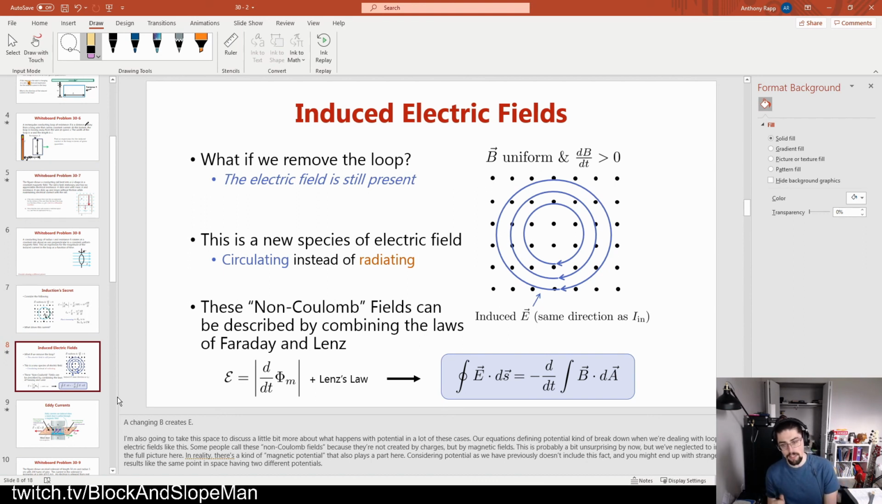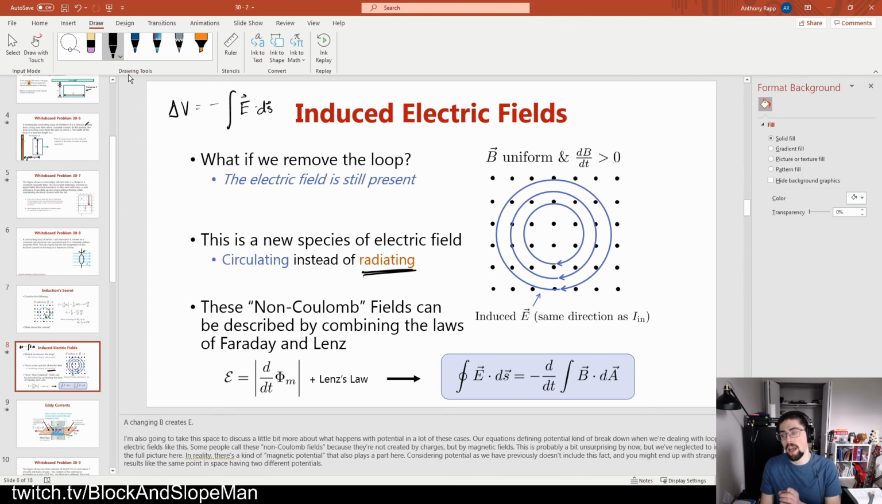Now, there is a really major difference between this and what we have seen so far. And I need to talk about that a little bit. When we're talking about a potential difference, it doesn't quite work in the same way as before, right? We might remember potential difference as delta V is equal to the negative integral of E dot ds, right? And this worked great, but it worked really great for radiating fields, or what we would call Coulomb fields, fields that come from point charges.